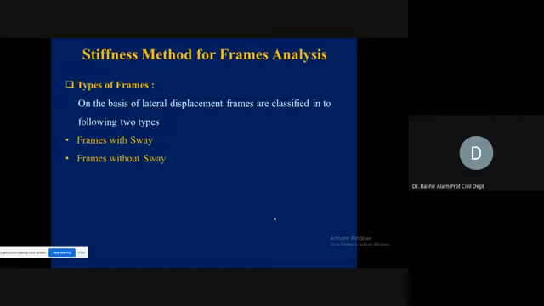Now, coming to the types of frames on the basis of lateral displacement. Frames are classified into the following two types. First is frames with sway. Sway means it can deflect, can have lateral displacement. And frame without sway, it does not have lateral displacement.